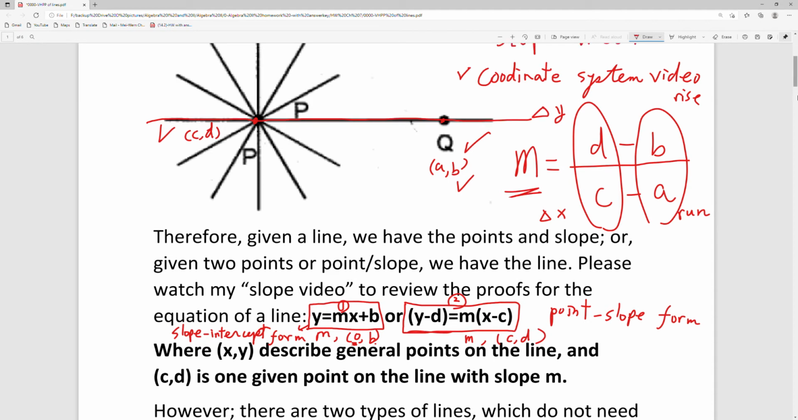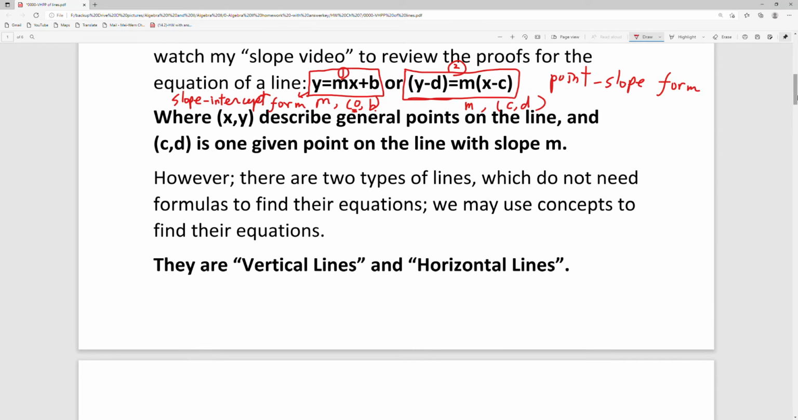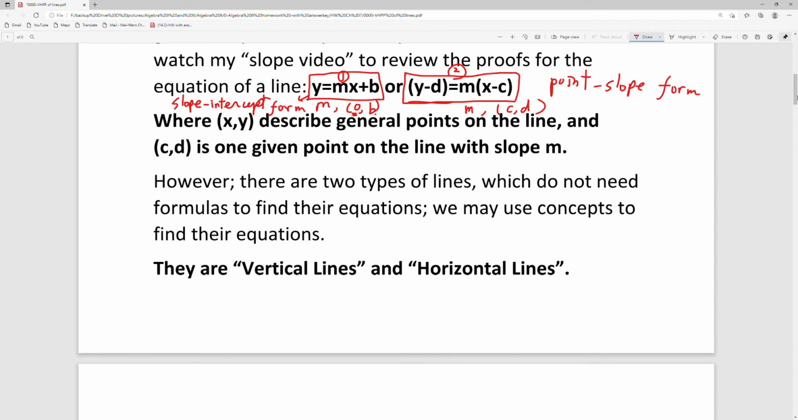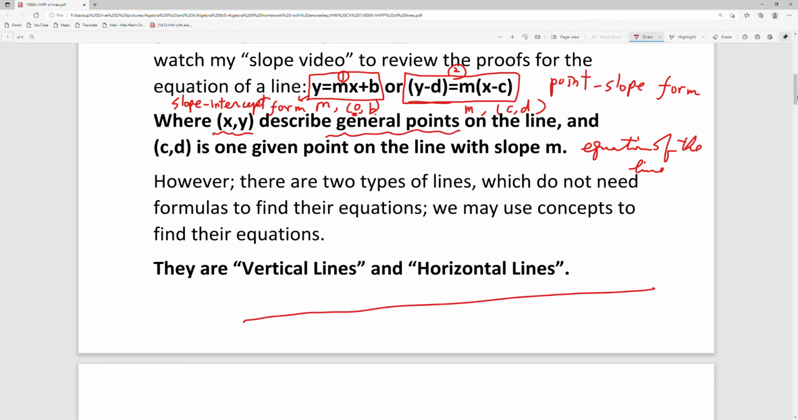So the proof of the formula is very easy. I already did it on the slope video. And for any equation of the line, first you need a general point called xy. So on the line, how many points are there? Many points. The given is only 1 point, right? And a slope, or at most another point. So you have at most 2 points.